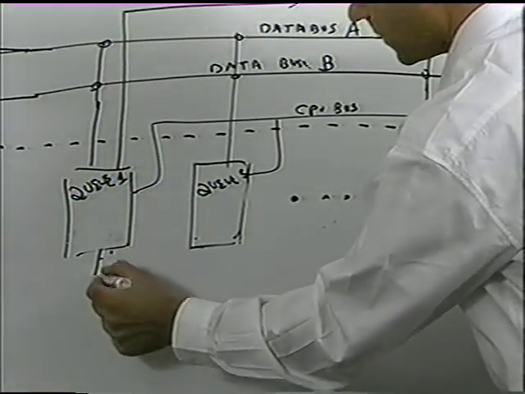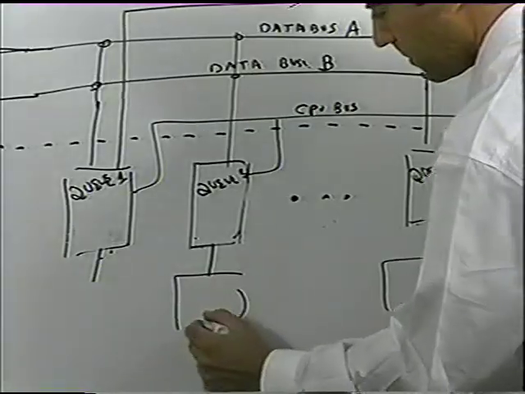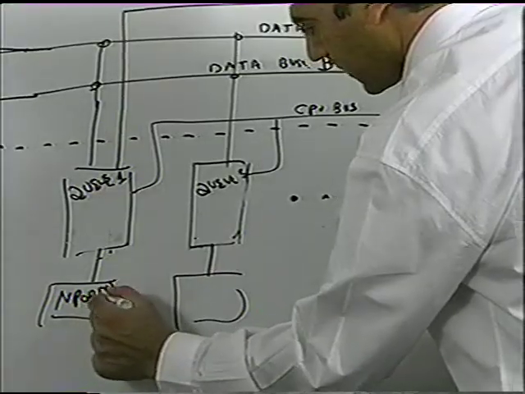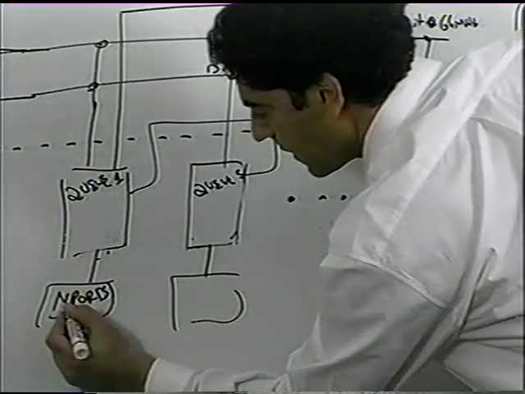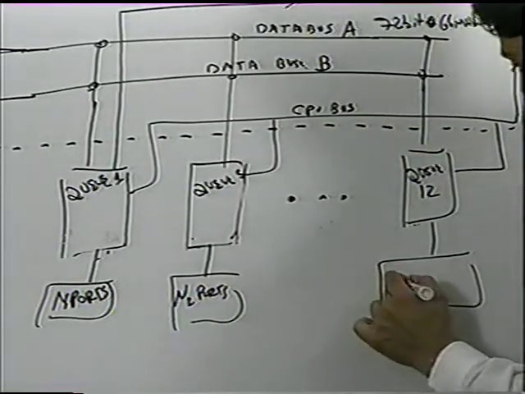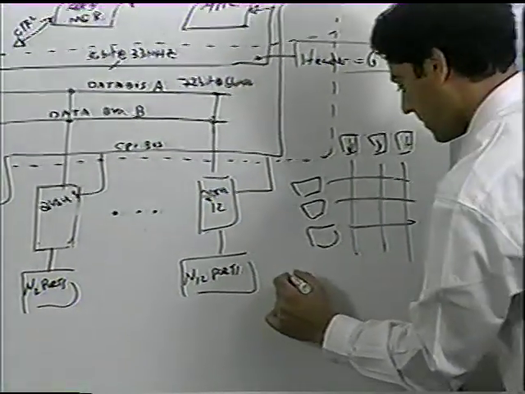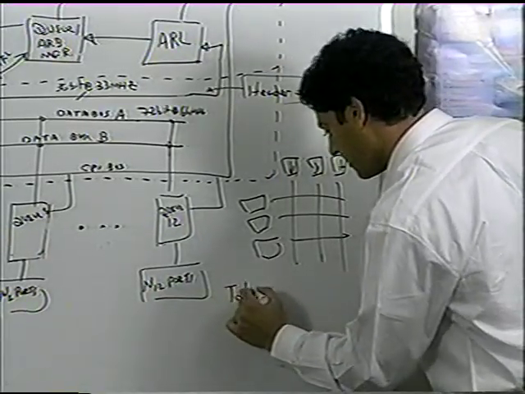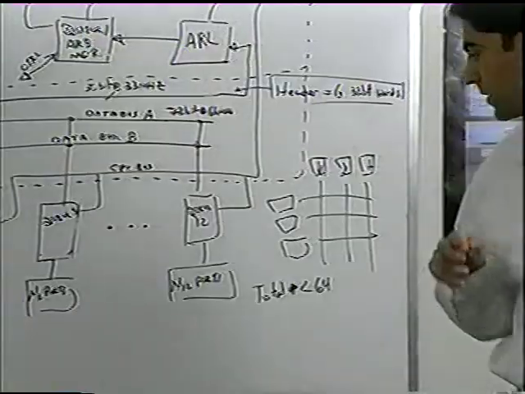Now, behind each one of these queues, you can have n physical ports. Now, the total number of these, this may be n1 ports, n2 ports, n12 ports. So that's some number of ports. However, the total number, if you sum all the numbers, must be less than 64. Okay?